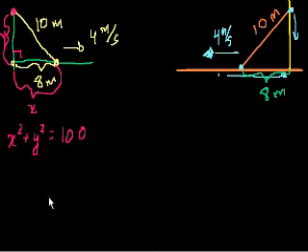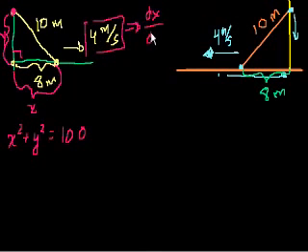So what can we do now? Well, we're dealing with rates of change with respect to time, right? This is 4 meters per second. This is the rate of change at which x is changing with respect to time, right? That's dx/dt. How much does x move in a very small amount of time?